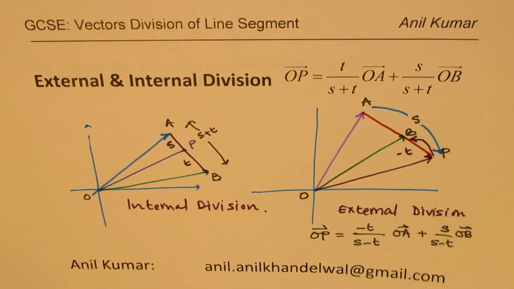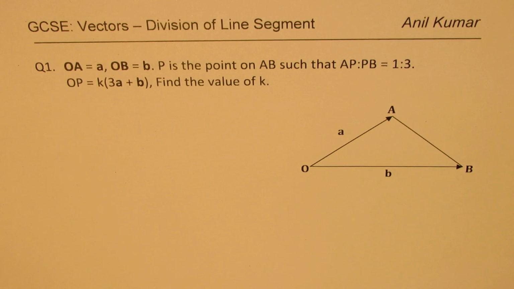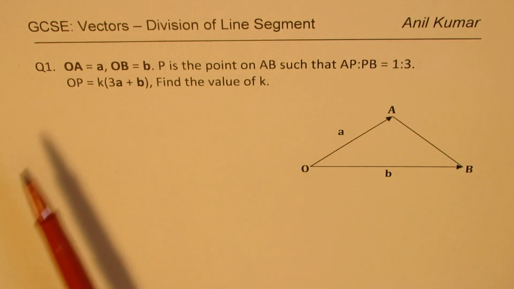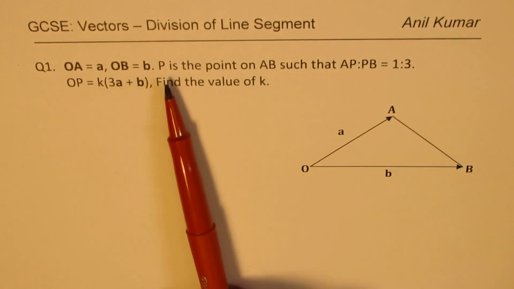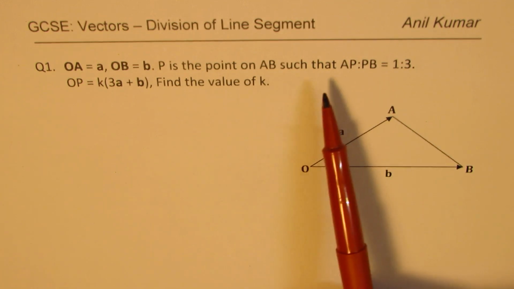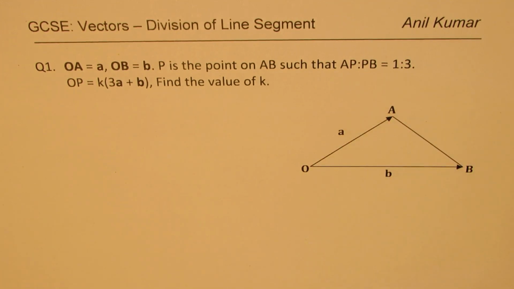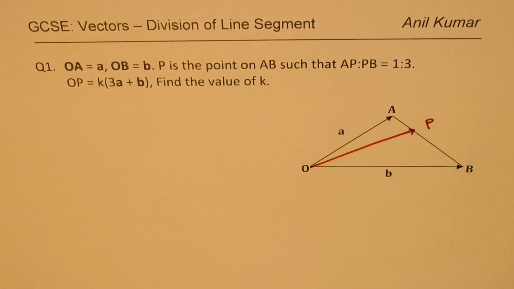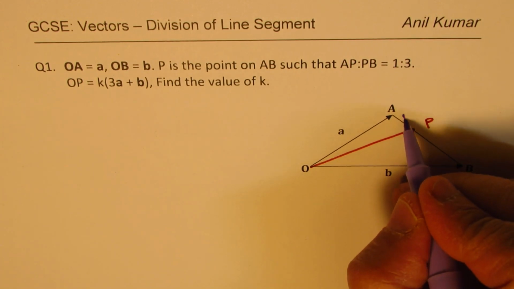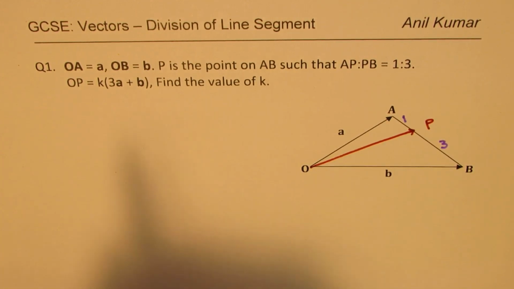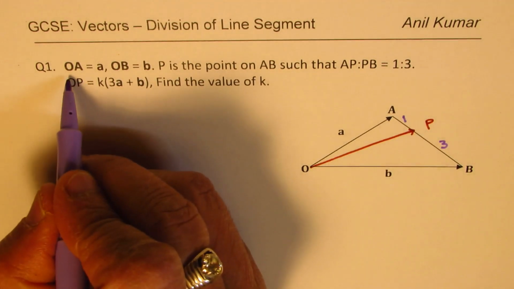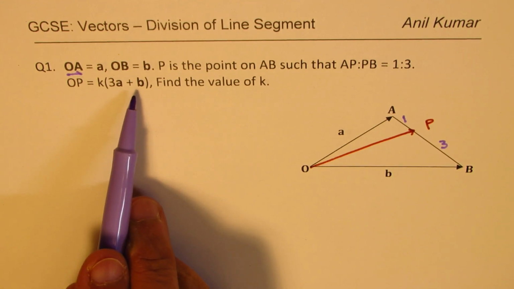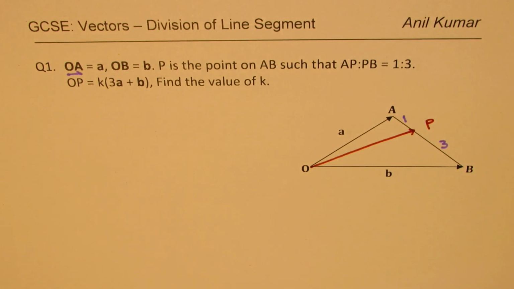Okay, so let's take the very first question, which is question number 1. It says OA is vector A. So from O to A, this is the vector A. OB is vector B. P is a point on AB such that AP to PB is 1:3. So let's say this is P, such that this ratio is 1:3. OP, that means from here to here, this is the vector OP, is equal to K times, scalar multiple, 3A plus B. Find the value of K. So that is the question for you.